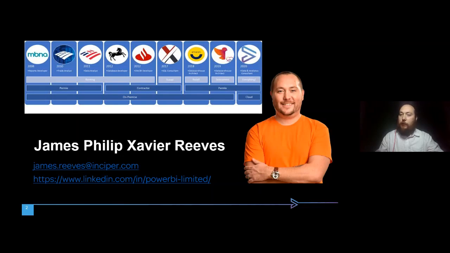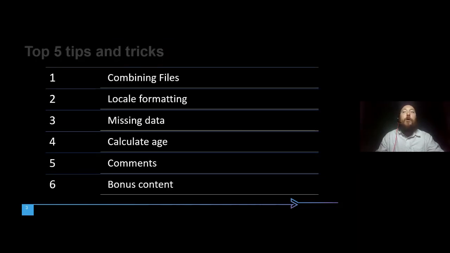So right, to get to the top 5 tips and tricks people are here for. What we're going to do first of all is combining files, literally picking up CSV files from a folder. We're going to do it via the GUI and see what that does, and then we'll do it via code to show you how to be a bit neater and cleaner.